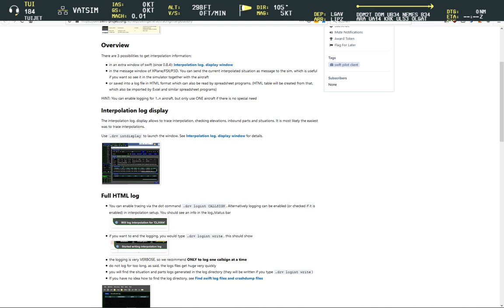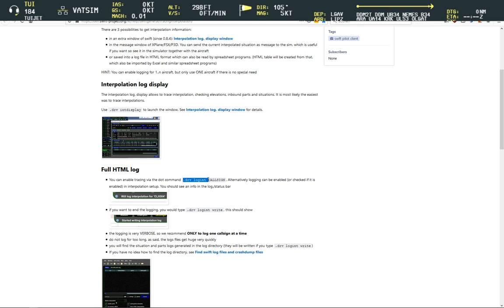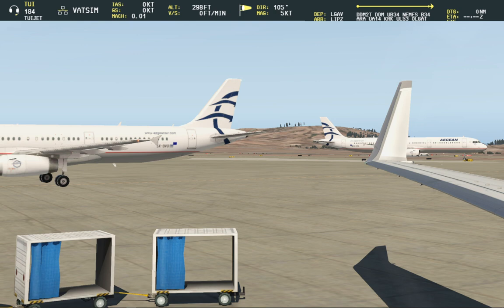Olympic 554, push and start approved, face south, QNH 1016. Facing south, 1016, 554. One more time, no more technical. Now let's record. Aegean 6 Delta Victor, push and start approved, face south, QNH 1016. Push and start approved, face south, QNH 1016 for Aegean 6 Delta Victor.